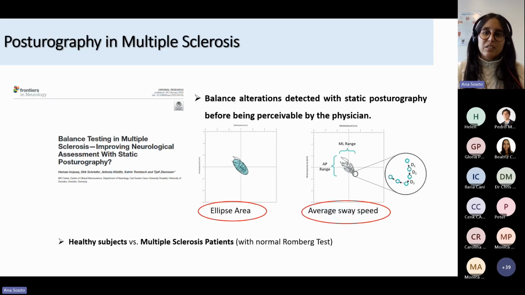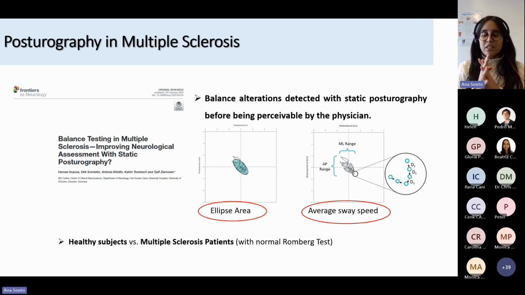Okay. And so let us just very quickly, I wanted to show you some studies that used posturography for assessing balance in specific neurologic disorders. Okay, so the first one that you have here is very interesting.